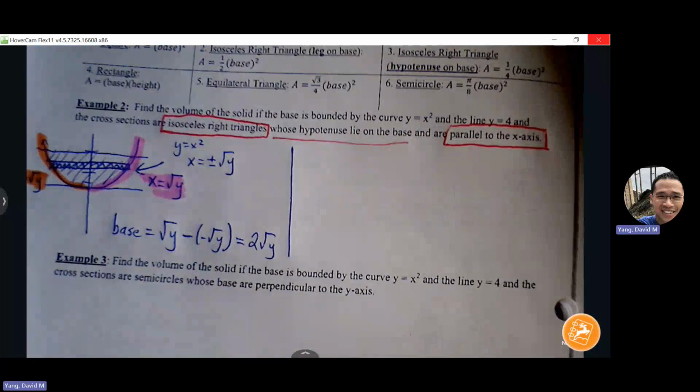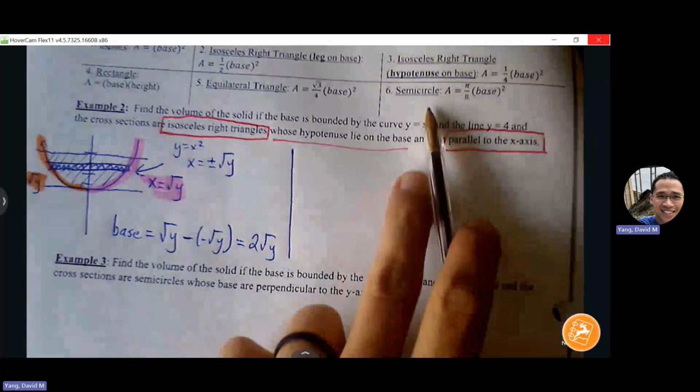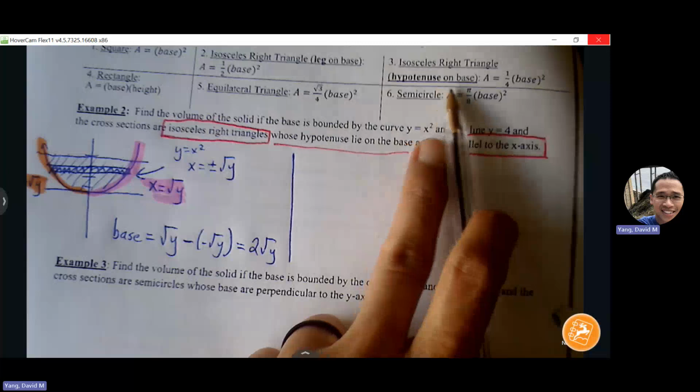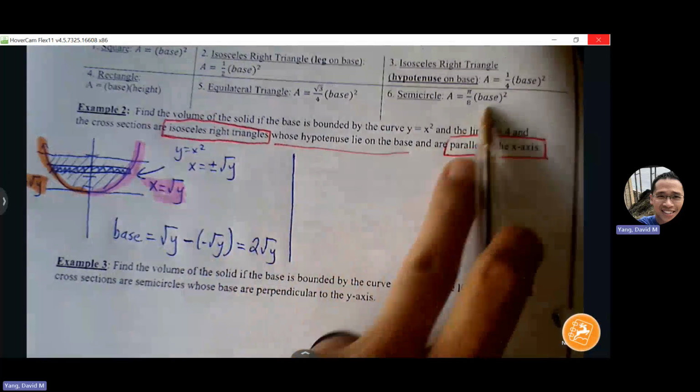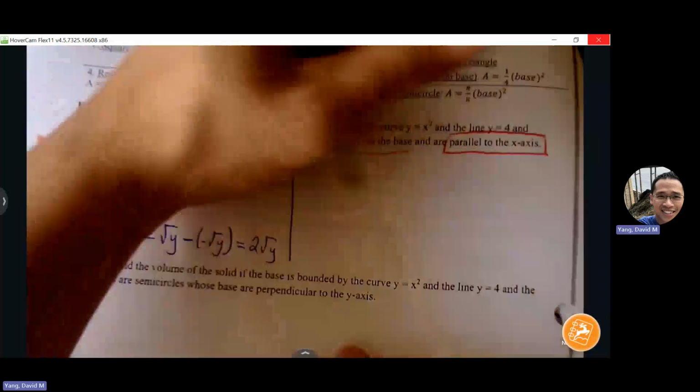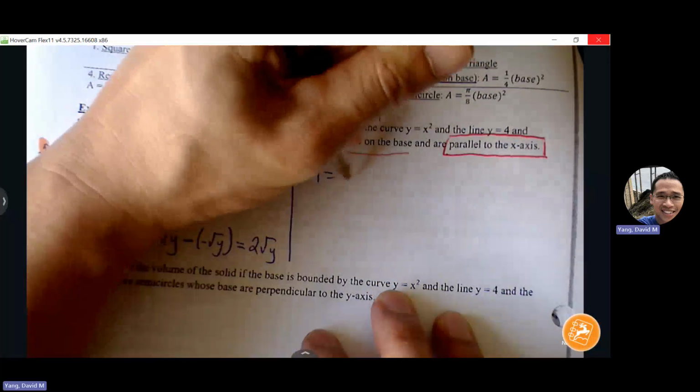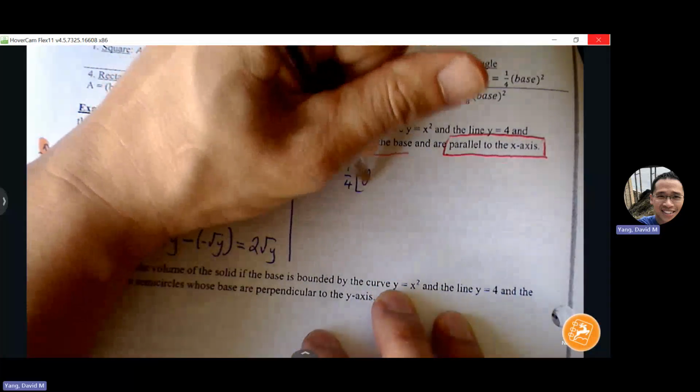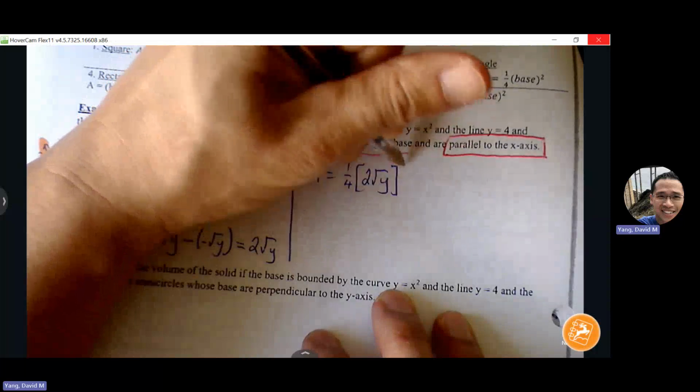We have one dimension. Let's get it up to a second dimension here. Isosceles right triangle with hypotenuse on the base. So that's 1/4 base squared. So my area is 1/4. Wait, do we have to memorize all these? Yes, we do.